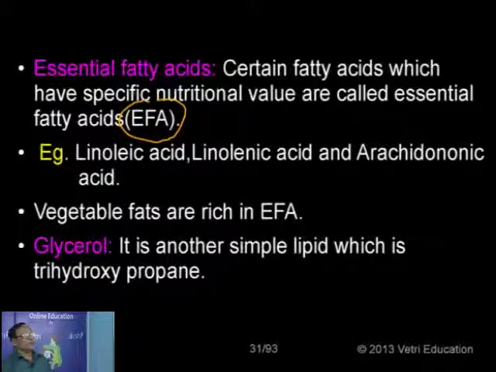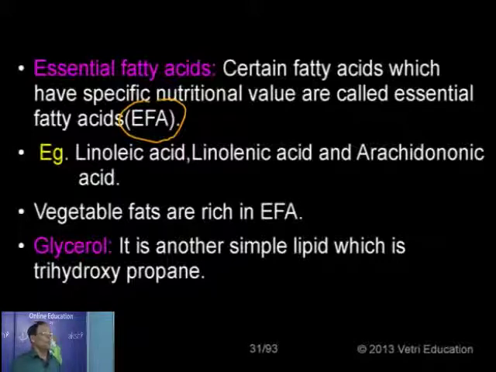Certain fatty acids are highly specific, having specific nutritional value. Such fatty acids are called essential fatty acids, those which are required by the body essentially. They are highly specific because they have specific nutritional value, and they are considered important.